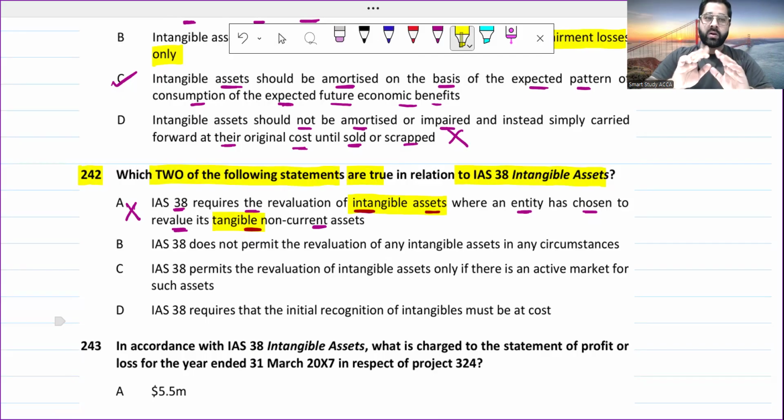Now, if you want to keep the property on the revaluation model, then all the properties will be on the revaluation model. It doesn't mean that because the property is a tangible non-current asset, and you have, for example, software or a trademark, it is compulsory that you keep that intangible non-current asset on the revaluation model. No, the revaluation model states that items of the same class will be kept on the same model, whether it is cost model or revaluation model. So it is wrong.